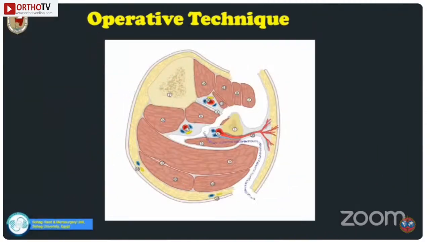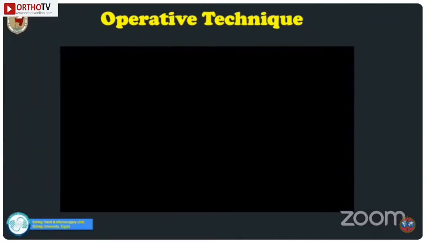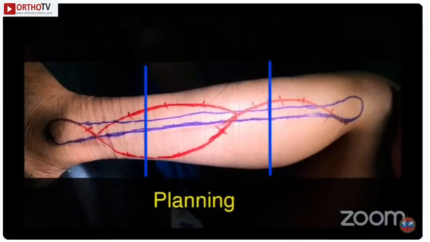Our approach to harvesting a free fibular graft is illustrated in this figure. Firstly, we separate the fibula and skin paddle from the gastrosoleus muscle posteriorly. Then, we proceed anteriorly to separate the fibula from the peroneal muscles, anterior compartment, interosseous membrane, and tibialis posterior muscle. To perform a free fibular flap surgery, the fibula bone is first marked on the skin and divided into three sections: proximal, middle, and distal.